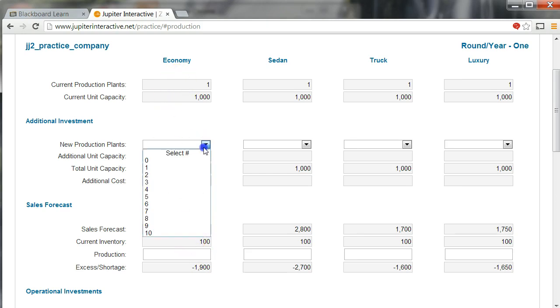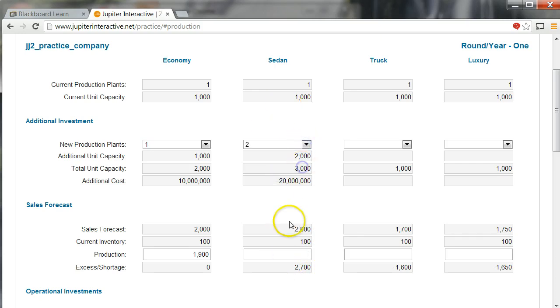So I need to buy a new production plant. I'm going to buy one new production plant, and that's going to increase my capacity to 2,000 cars, so I can actually make the 1,900 cars. Here I'm forecasting 2,800 cars. I have 100 cars in inventory, so I need to make 2,700 cars. I only have one factory, so I'm going to need to buy 2 additional factories. So I have a capacity of 3,000, so I can make the 2,700 cars.